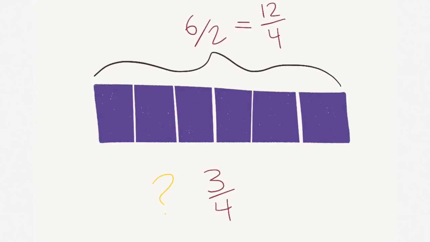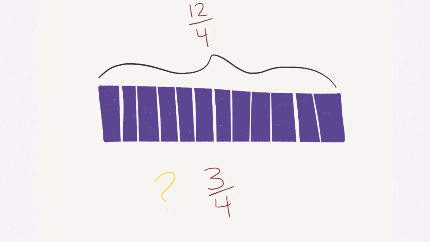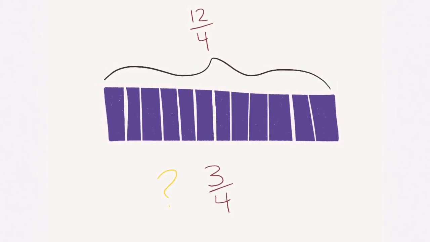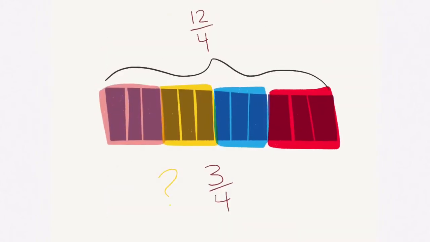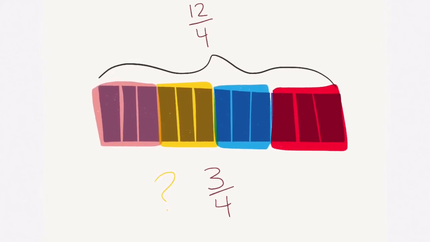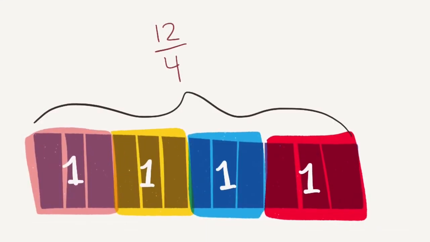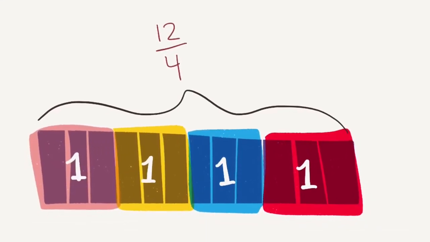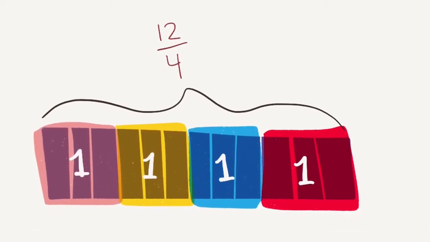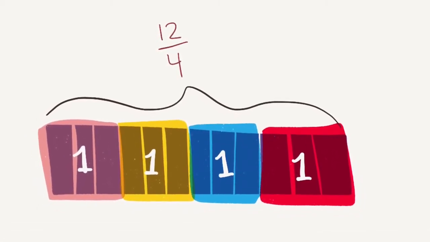6 times 2 is 12. So now the question is, how many 3/4 can I take from 12/4? There's 3, there's 3, there's 3, and another 3. So in the end, I have 1, 2, 3, 4 groups of 3/4 that are inside of 12/4.